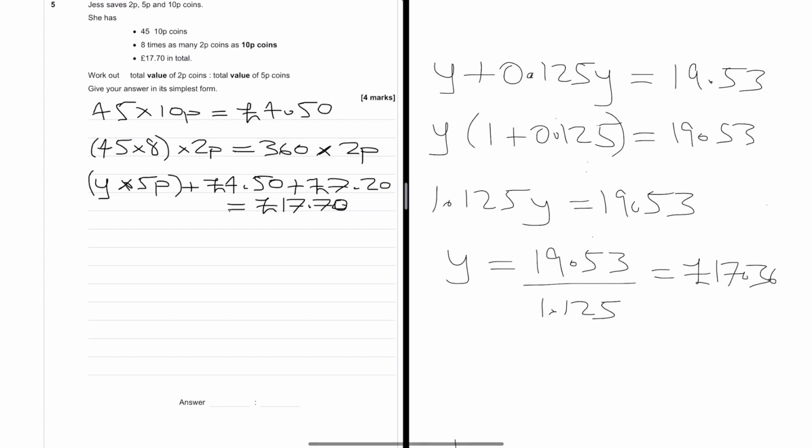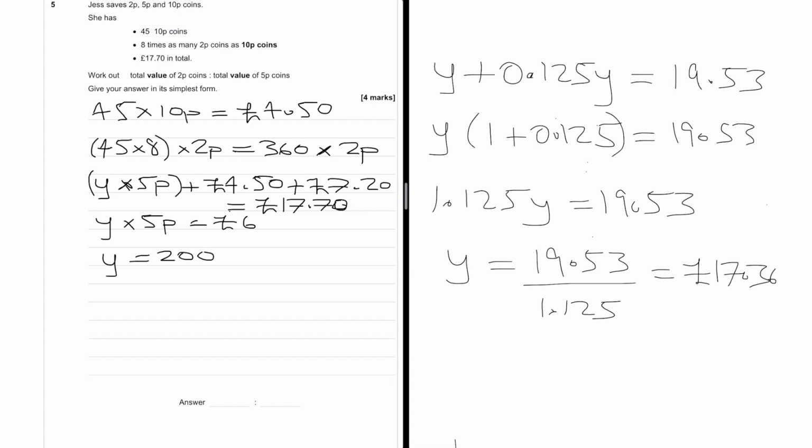So what this boils down to is that y times 5p equals £17.70 minus £4.50 minus £7.20. £4.50 plus £7.20 is £11.70, so this is going to come to £6. And that means that y equals £6 over 5p, which is going to be 200. So y equals 200.